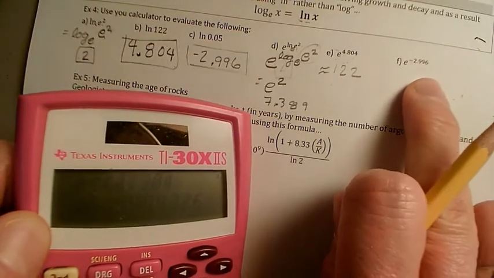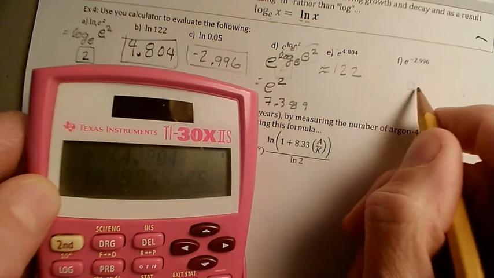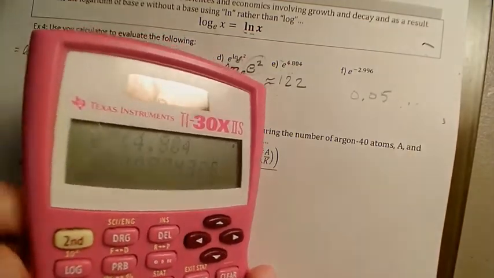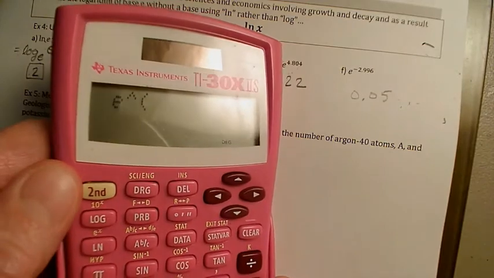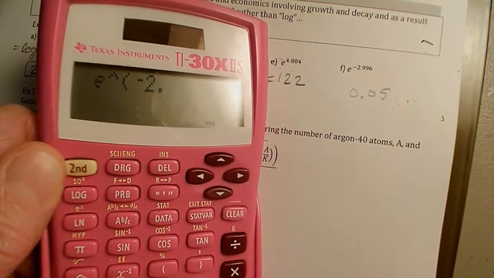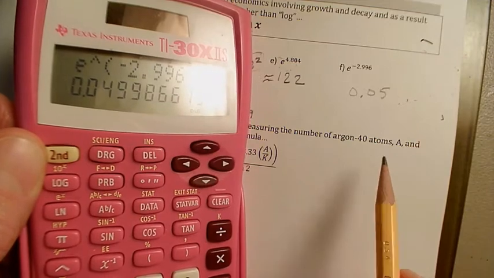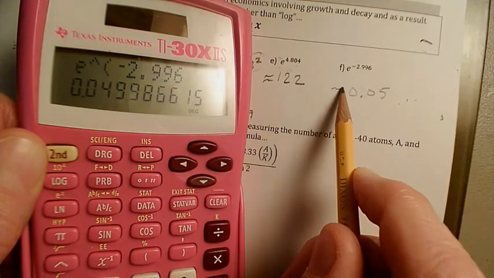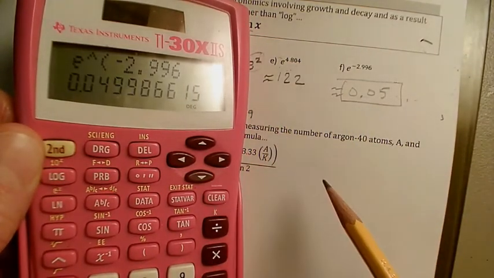And then the same kind of thing, we would expect this to be the inverse of this. We'd expect this to be something like 0.05. Let's see what happens when we put that one in. So we do second natural log, so we get our E raised to the, and it's negative 2.996. And so sure enough, we get 0.04998. So yeah, it's approximately the same. Okay. Depending on what you round to, you get very similar answers.